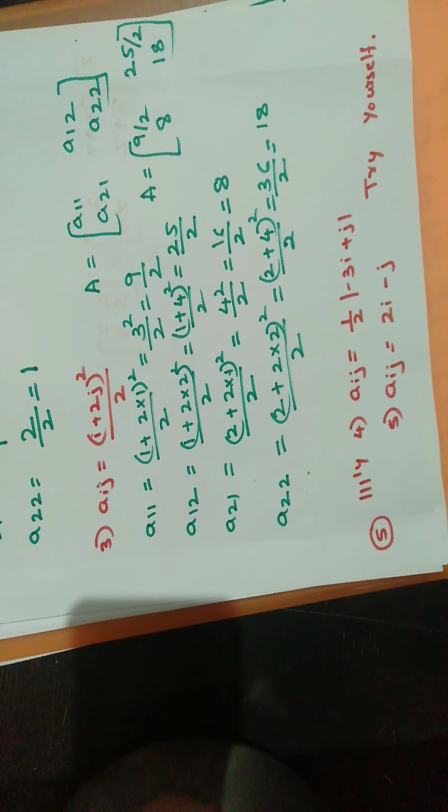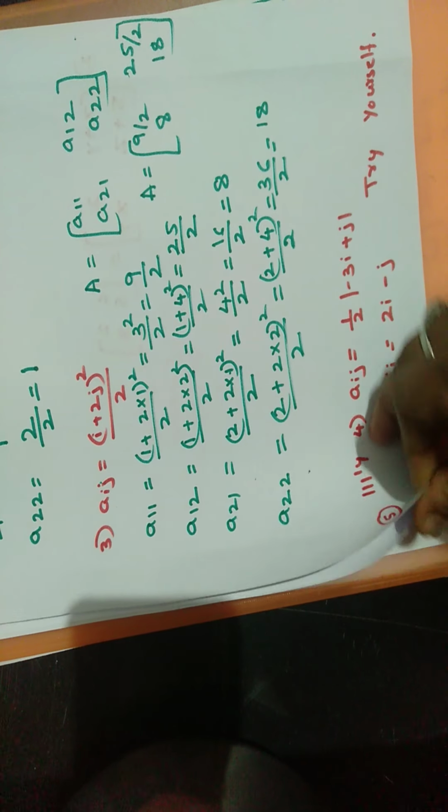So this is the general matrix. Understand all of you students? Okay. Next, similarly Aij is equal to 1 by 2 modulus sine of minus 3i plus j, and the fifth one, Aij is equal to 2i minus j. So try yourself only. So this is the fifth example.